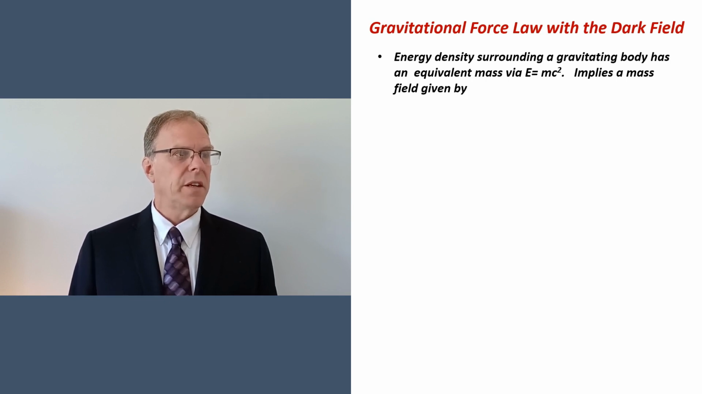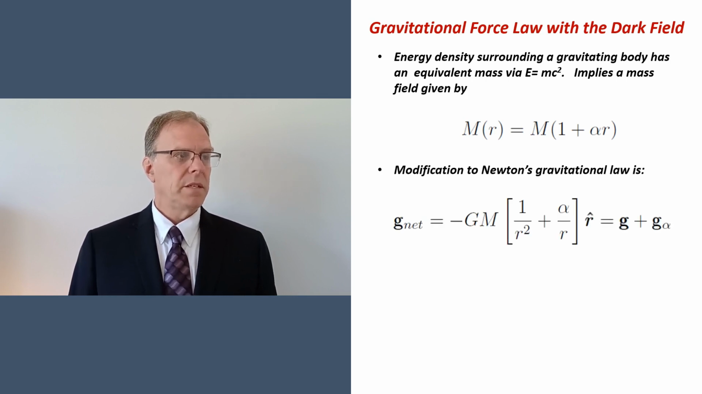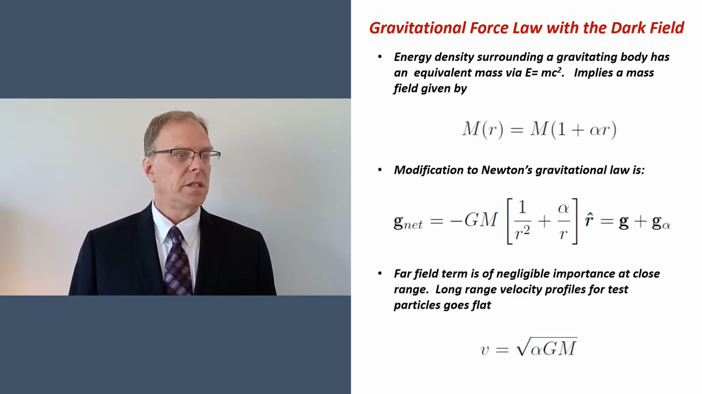This means that the effective mass of a star isn't just its conventional mass anymore. Instead, it includes an exterior mass field proportional to r. We can insert this mass field directly into Newton's gravitational law, producing a slightly modified law given by this formula. Based on the value of alpha, it's clear that the local contributions to the field of a star are negligible. On the other hand, at large distances, the additional term generated by the dark field will begin to dominate, and the velocity profile of test particles about the star will go flat.